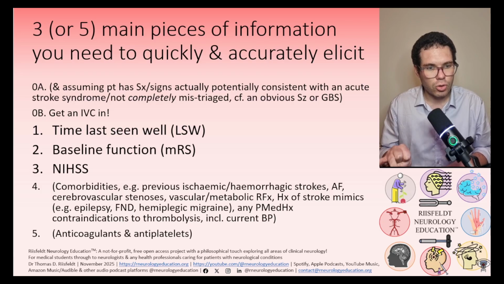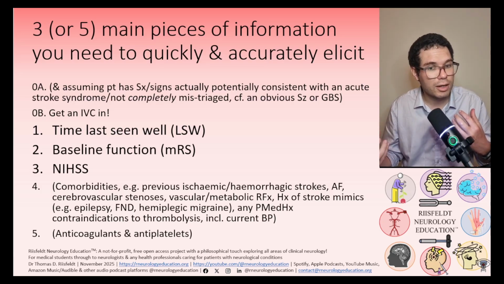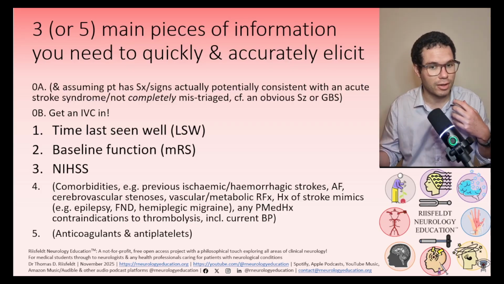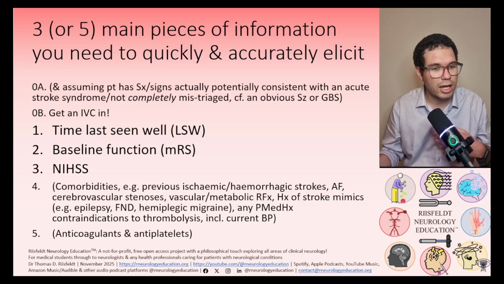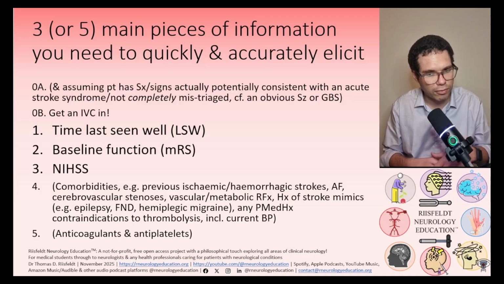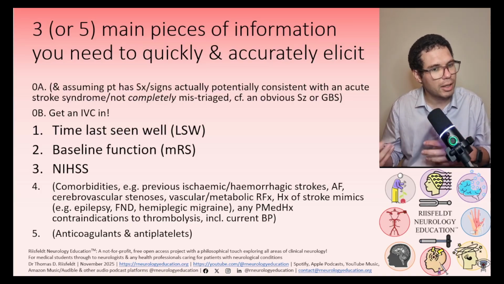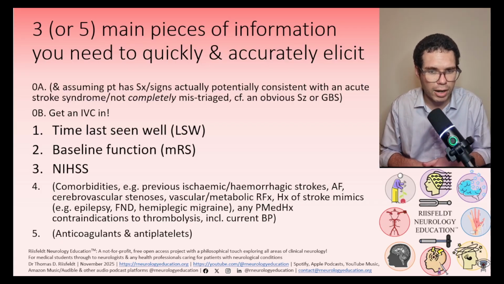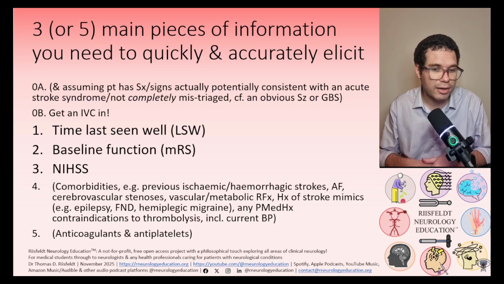Now, what are the other 2 things? So what's number 4 and 5? Well, number 4 is what are the patient's comorbidities that are relevant in the hyperacute stroke context? So in particular, any previous ischemic or hemorrhagic strokes that the patient's had, whether they have atrial fibrillation, do they have known cerebrovascular stenoses, any vascular or metabolic risk factors? Do they have a history of stroke mimics, for example, epilepsy or functional neurological disorder, FND, or hemiplegic migraine? Is there any past medical history of any contraindications to thrombolysis?